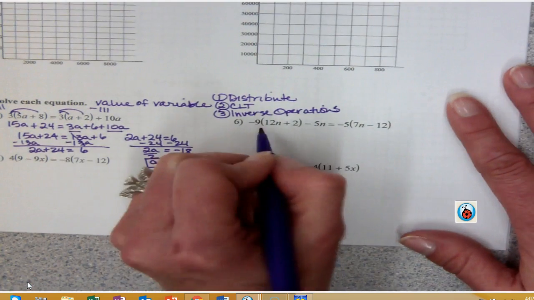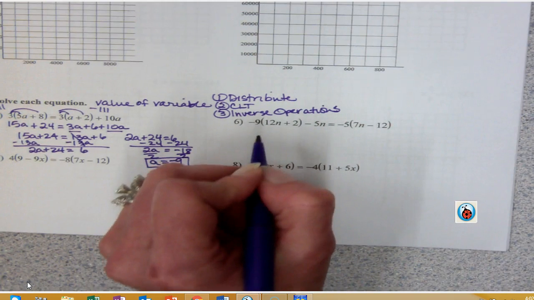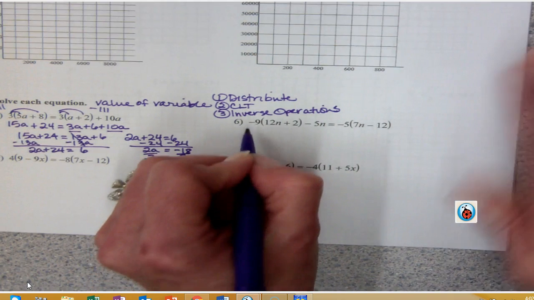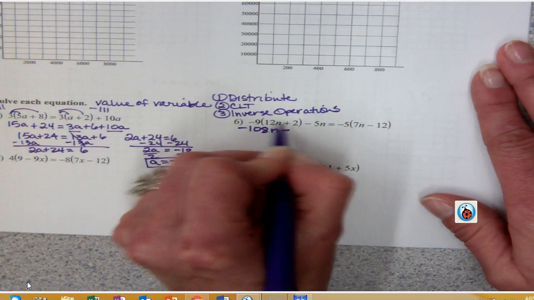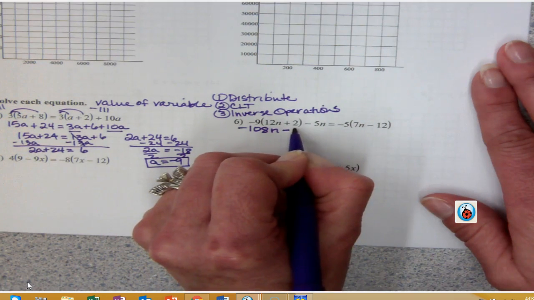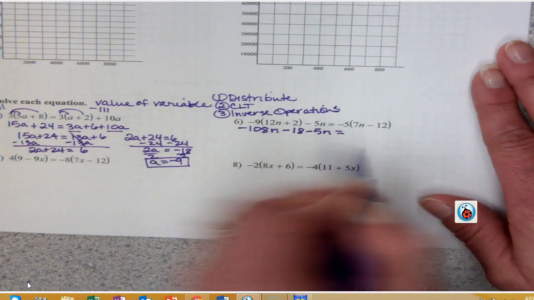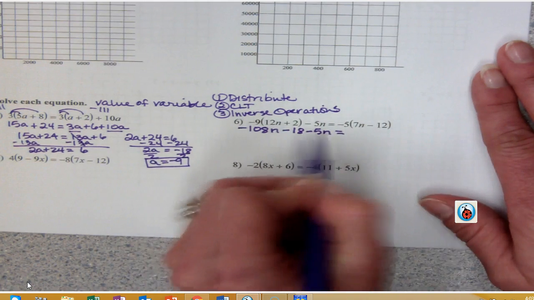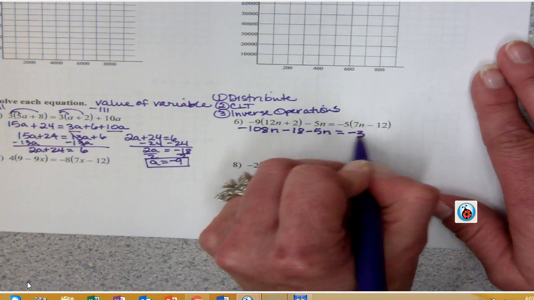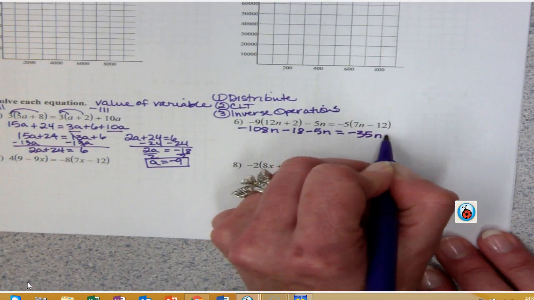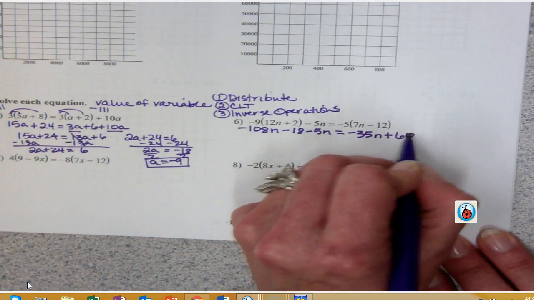Okay, so here we've got negative 9 and 12. So we multiply those together, and I get negative 108n minus negative 9 times positive 2 is 18 minus 5n equals, I'm going to distribute here because I'm distributing here. I'm using first, I'm distributing negative 35n. Negative times a negative is a positive 60.